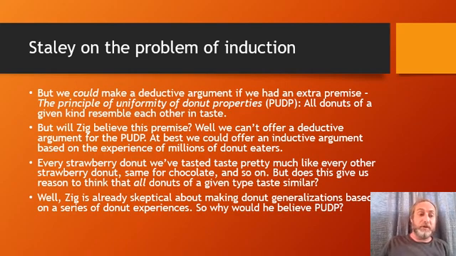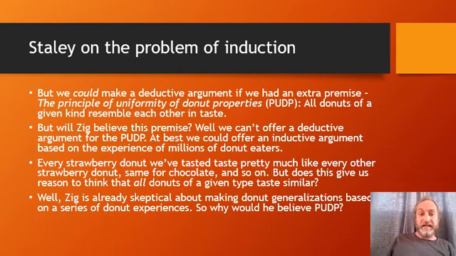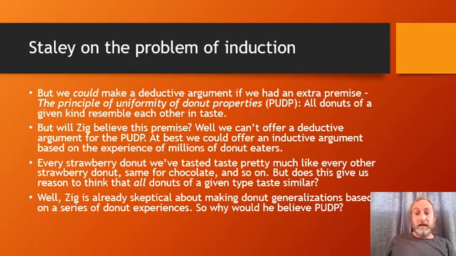Okay, that would be great if we had that premise, because then we wouldn't have to do induction. We could just do deduction. It means we don't have to worry about induction. The problem is, how do we convince Zig of that premise, right?